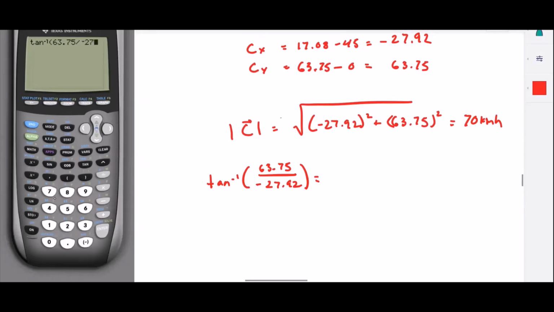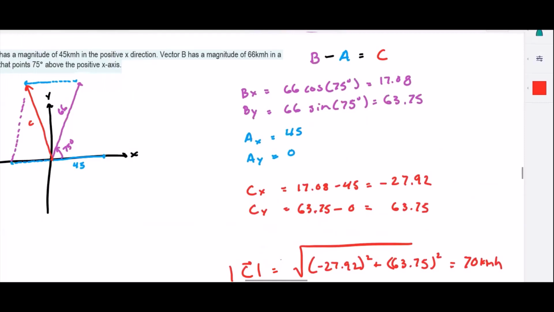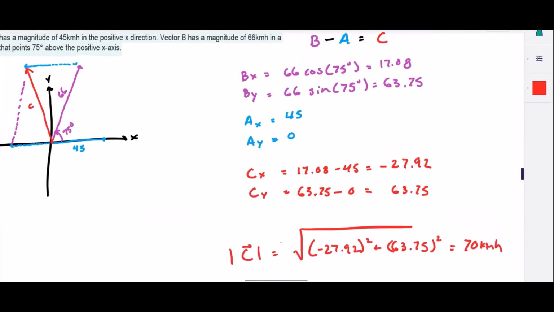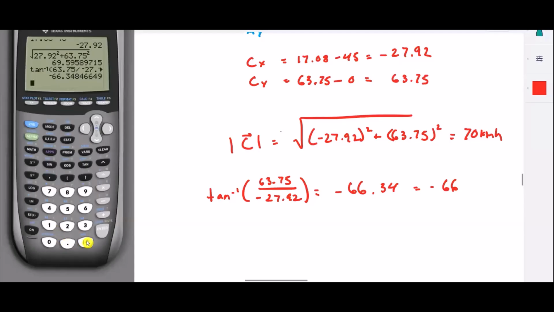Negative 66.34. Now that does not match up with what we have here. We know it should be between here and here. So we're going to have to use some of the rules when it comes to trigonometry. And let's see, I'm going to round this to just negative 66. I'll keep it at two significant figures, like all of them.